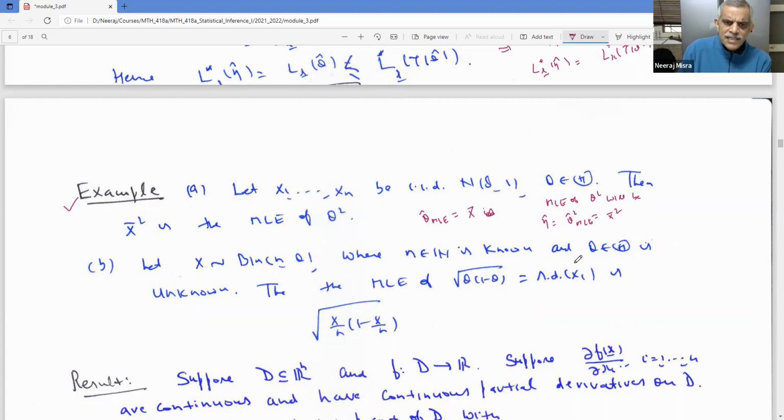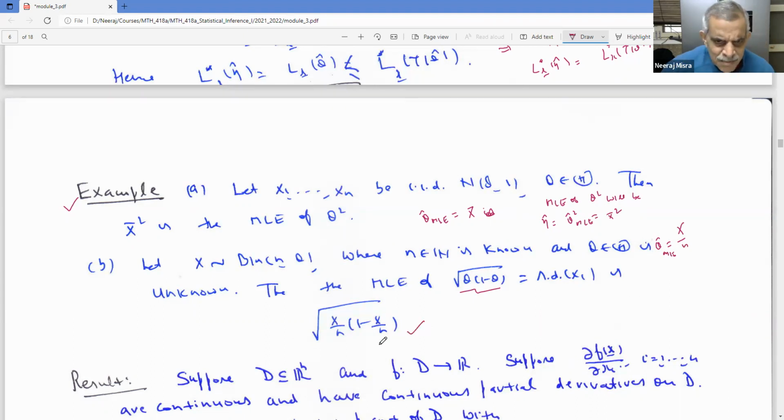Similarly, in the binomial(n, theta) case, you know that X by n is an MLE. So what would be an MLE of the square root of theta into (1 minus theta)? It would be the square root of X by n into (1 minus X by n).